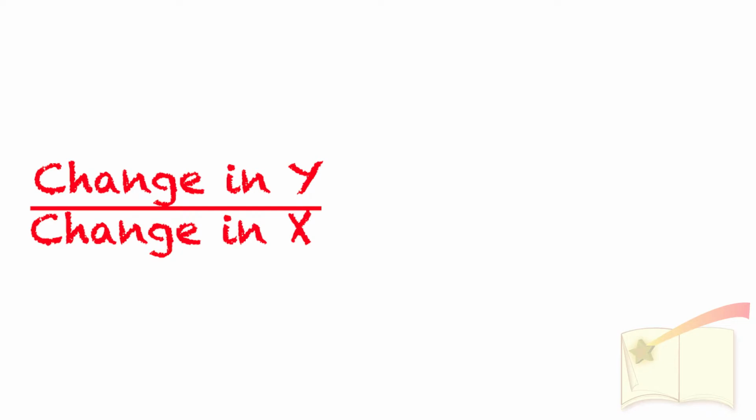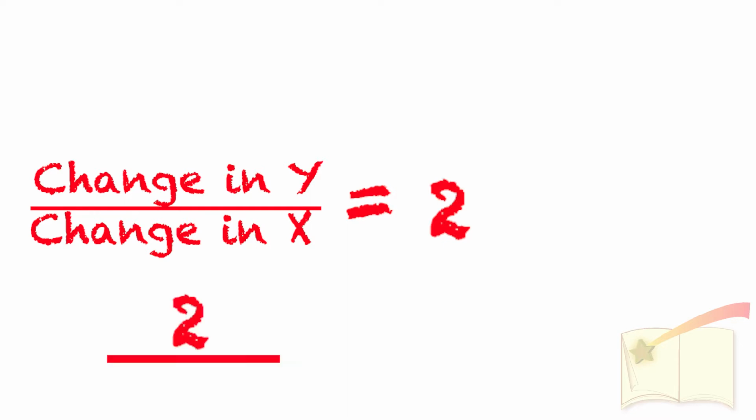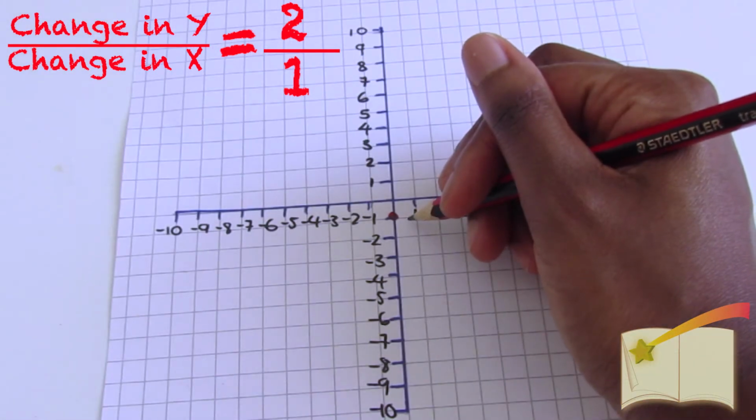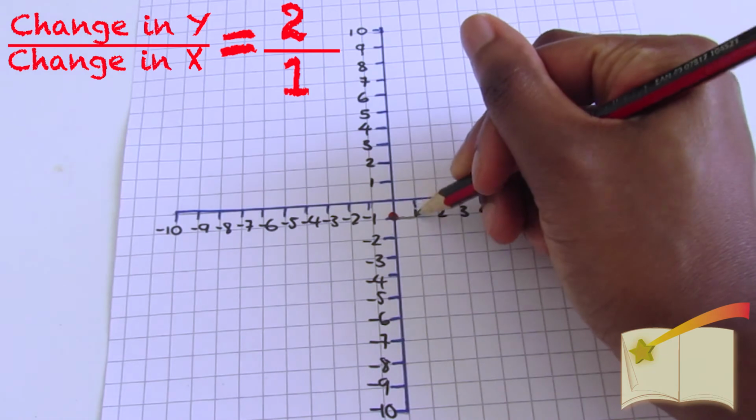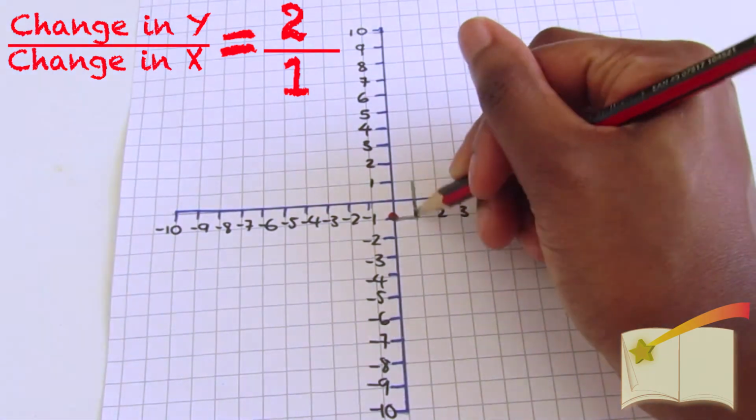Step 3. The equation for the gradient of a straight line is change in y divided by change in x. We know the gradient is 2, so we know that change in y divided by change in x has to equal 2. Therefore, replace y and x with values that will divide to give you 2. In this case, we can use the numbers 2 divided by 1. This equals 2. From the y-intercept, count 1 square along the x-axis, then 2 squares up the y-axis.